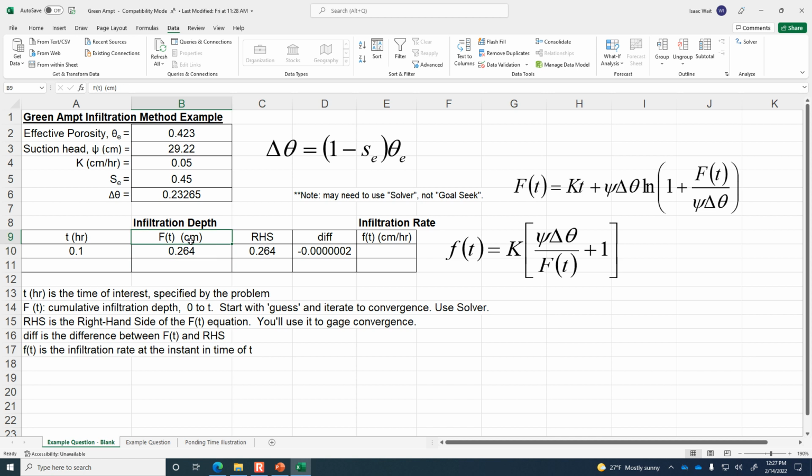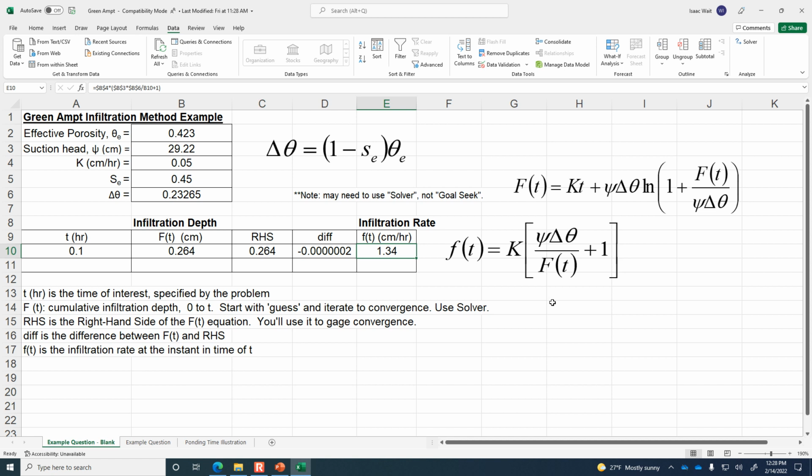Remember, this has units of centimeters, and so that's the depth of water. And if we think about the infiltration rate, then we will do K, anchor the reference there, times psi, anchored reference, times delta theta, anchored reference, divided by F sub t, so here's our infiltration depth, plus 1. So 1.34 centimeters per hour has been the infiltration rate during that period.